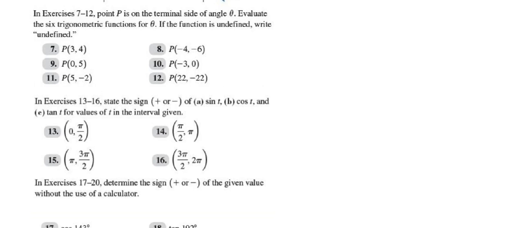Point P is on the terminal side of the angle theta. Evaluate the 6 trig functions. We're looking at question 10. So let's see here. Where is negative 3, 0? Wouldn't that be 1, 2, 3 units to the left? Right about there?